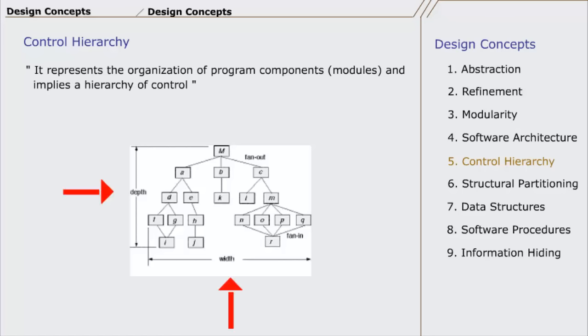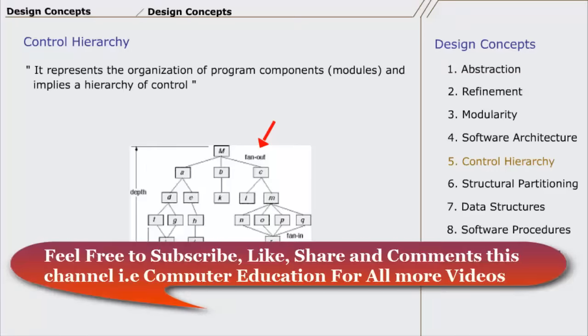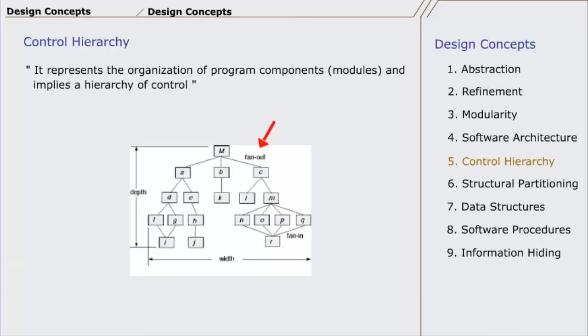In a tree-like diagram, depth and width provide an indication of the number of levels of control and overall span of control, respectively. Span out is a measure of number of modules that are directly controlled by another module. Span in indicates how many modules directly control a given module.